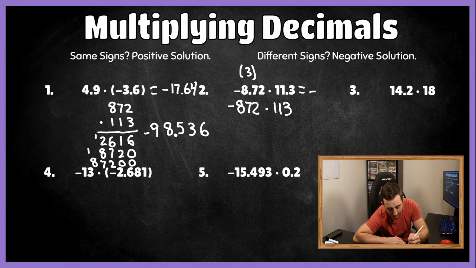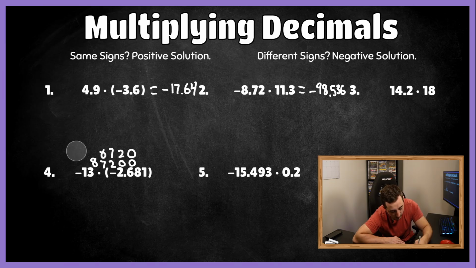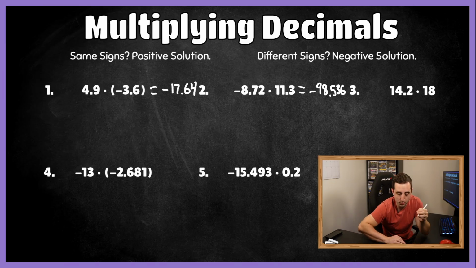So we have negative 98.536. I don't think I'm going to fit in that little space there, but I'm going to try to cram it in there anyway. Then let's erase that and go ahead and jump over to number 3. So let's get rid of all this. And now number 3, we have 14 and 2/10 times a whole number of 18.